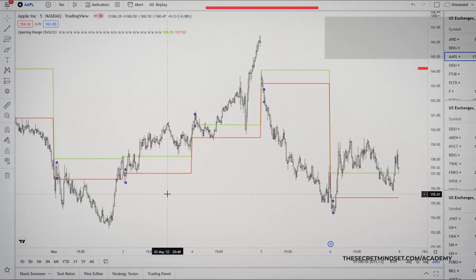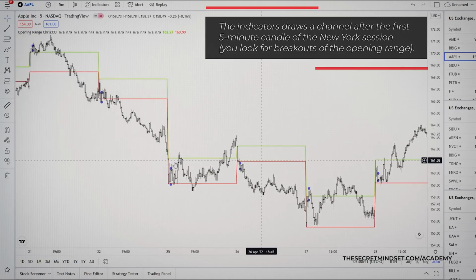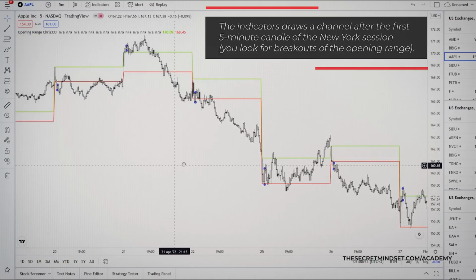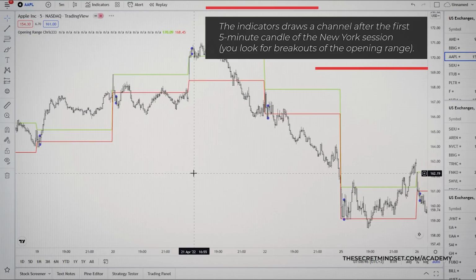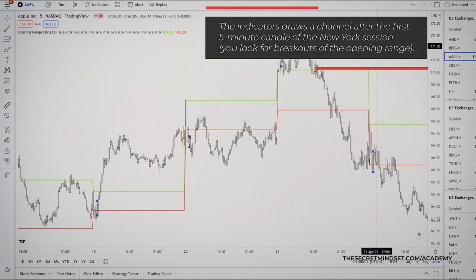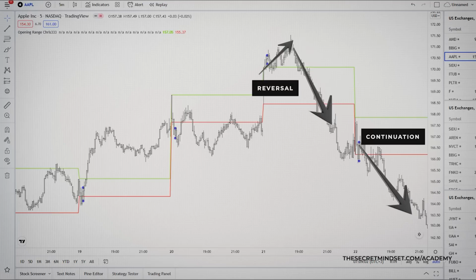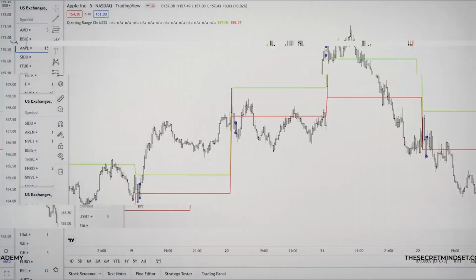With these settings, the indicator draws a channel after the first 5-minute candle of the New York session, one line at the candle's high and one line at the candle's low. A breakout of the opening range occurs when, after the first 5 minutes, the price crosses the highest or the lowest line. Either the price breaks out and starts a new trend, or it reverses and the price dives back into the existing channel. Oftentimes, the opening range is the comfort zone of the day.